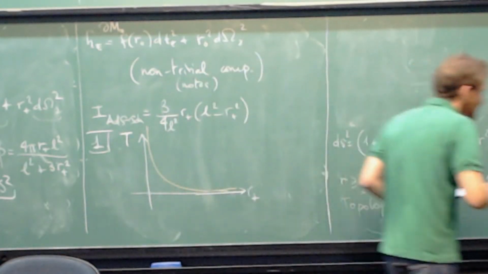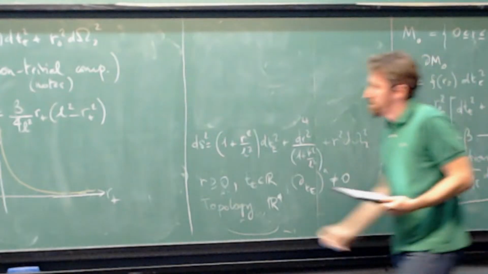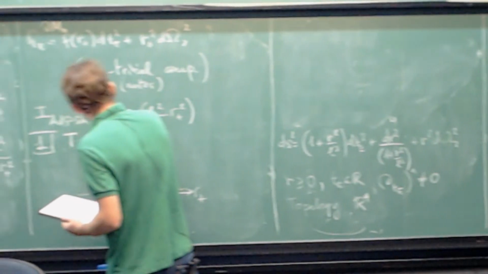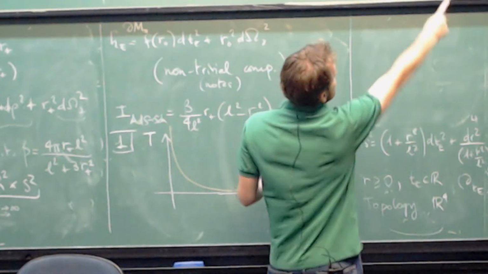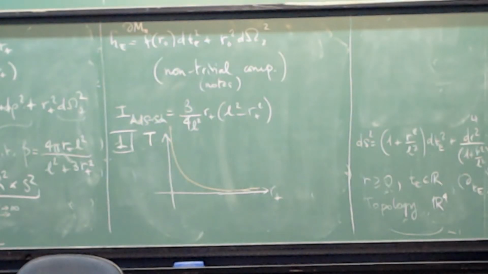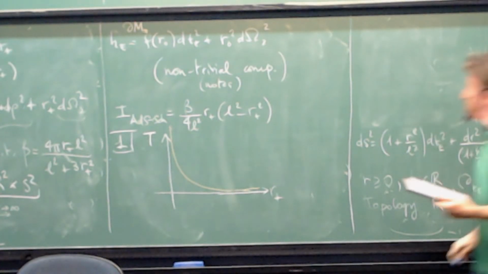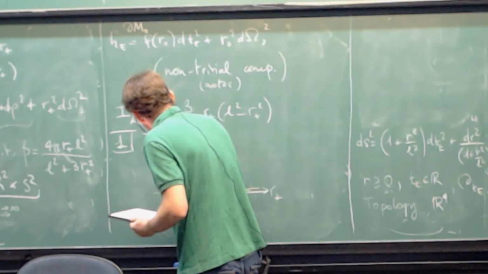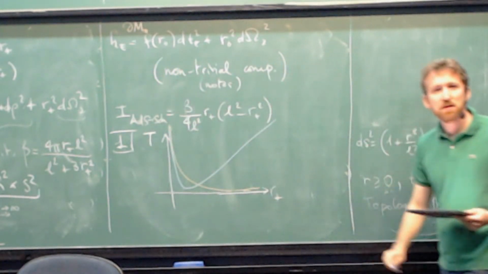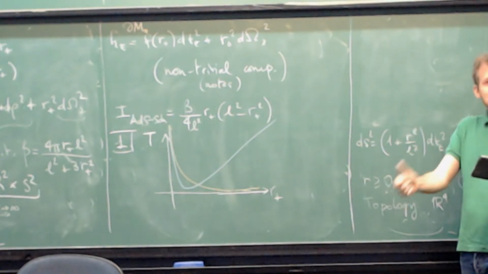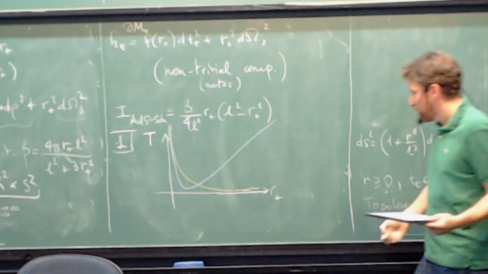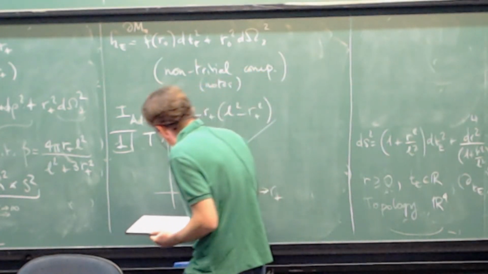This is not true for AdS Schwarzschild. For AdS Schwarzschild, near r plus equal to 0, I have the same behavior as Schwarzschild, because the first term dominates over the second one. But at infinity, the second term dominates, and I have a linear behavior. So since I have two scales now, the cosmological constant and the mass of the black hole, r plus, I can play with them.